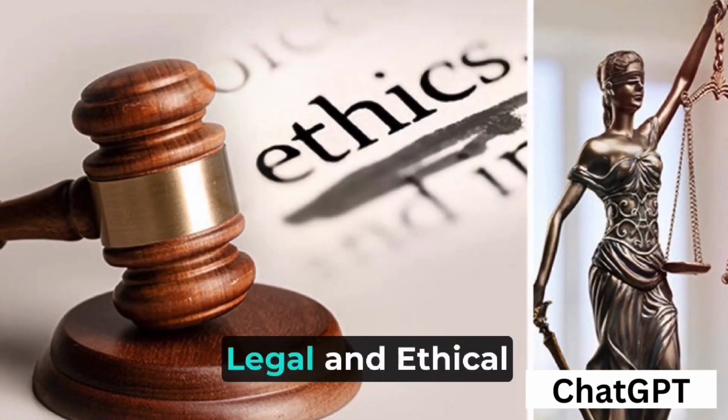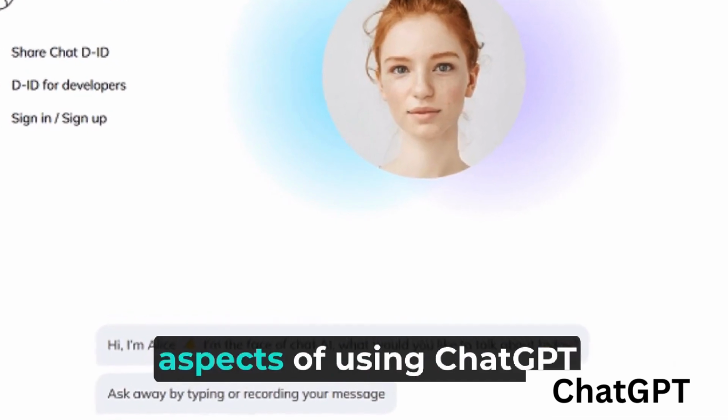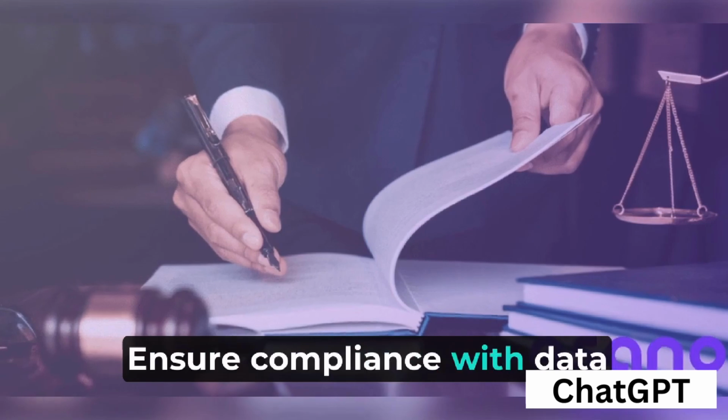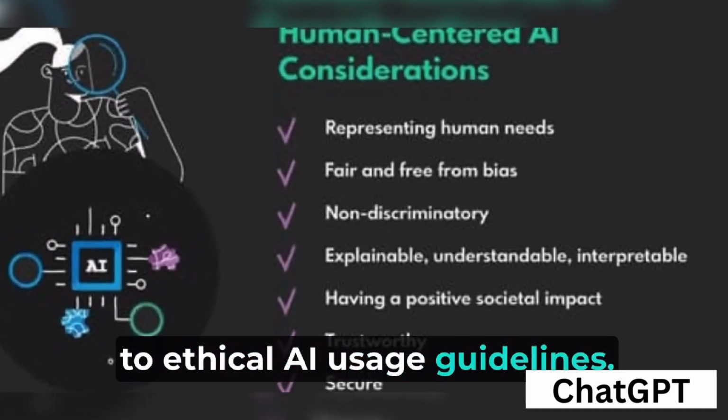Step 9. Legal and ethical considerations. Consider the legal and ethical aspects of using ChatGPT in your business. Ensure compliance with data privacy regulations and adhere to ethical AI usage guidelines.